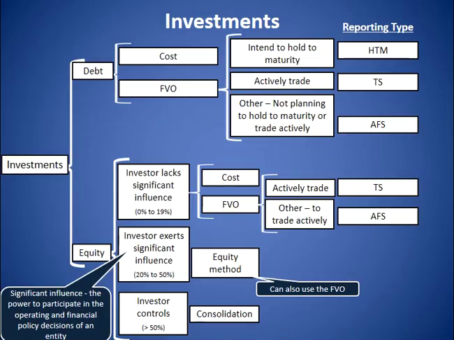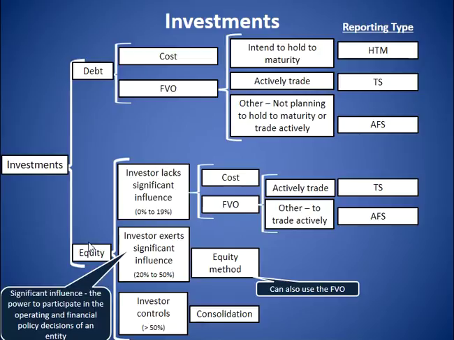Now, this is a rather complicated chart, and we'll go over it in detail, but this basically provides the 5 different reporting methods that are used on investments by the investor. What you're going to see here is investments can be broken up into 2 major categories. The first one is debt, and that is when a company buys another entity's debt. Debt is typically in the form of bonds. The second is equity, which would be in the form of common stock and some forms of preferred stock.